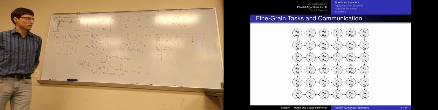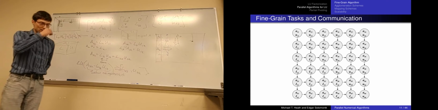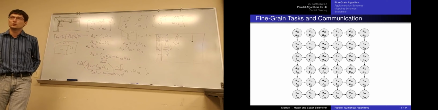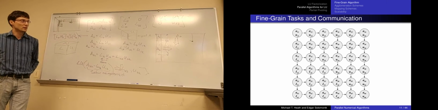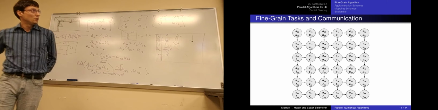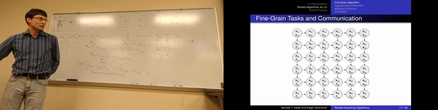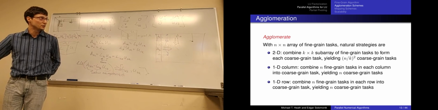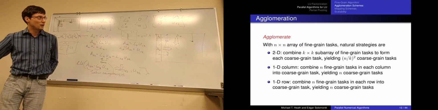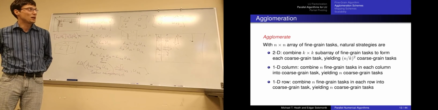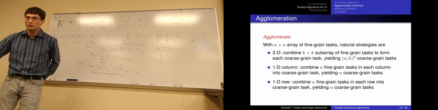Okay, so we can agglomerate this from the fine-grained task graph in a couple of different ways. We can combine things into 2D blocks, into columns, or into rows. If we combine things into blocks, we have a natural layout and we preserve a similar communication structure. Nothing in this block is dependent on anything in this block, but it's dependent on pretty much everything in that block.